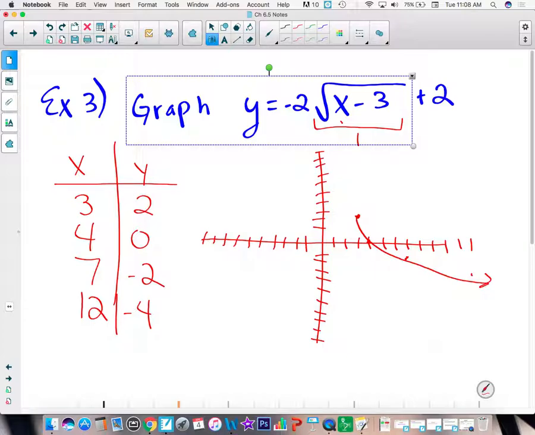Now our domain and range really changes here, because it's not just greater than or equal to 0 again. Okay, I'll let you guys finish that here. Then we'll talk about domain and range.